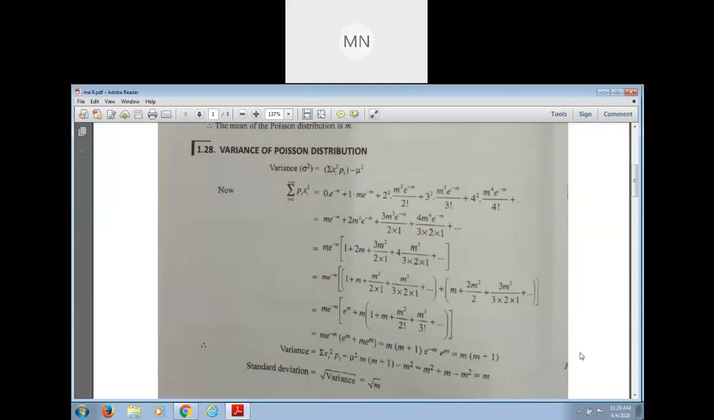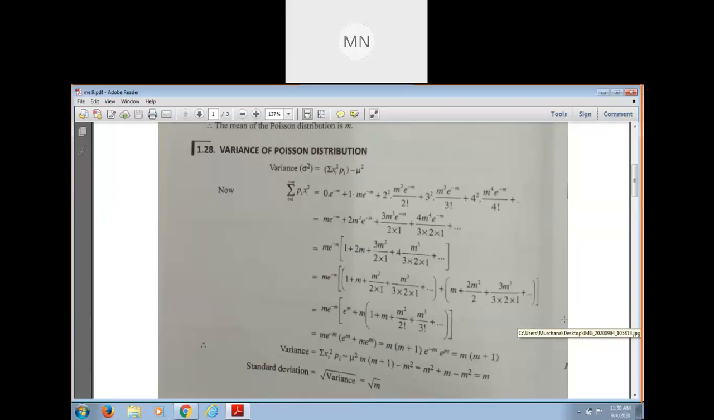Yesterday, I told you that in some books, the probability mass function of the Poisson distribution is defined as e to the power minus lambda, lambda to the power r, divided by r factorial. In that case, lambda is what? Lambda is the parameter. Here, in place of lambda, we use m. Both are the same, but these are the parameter of the distribution.